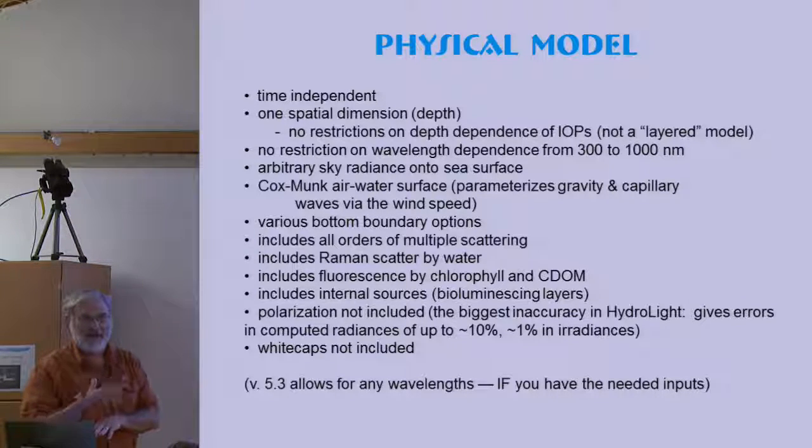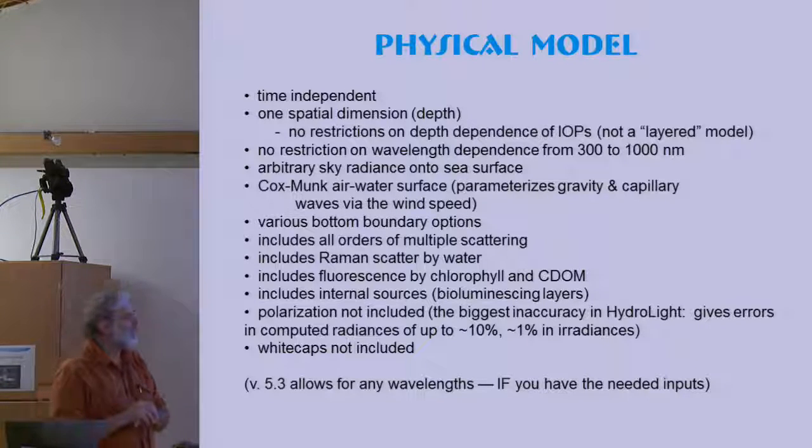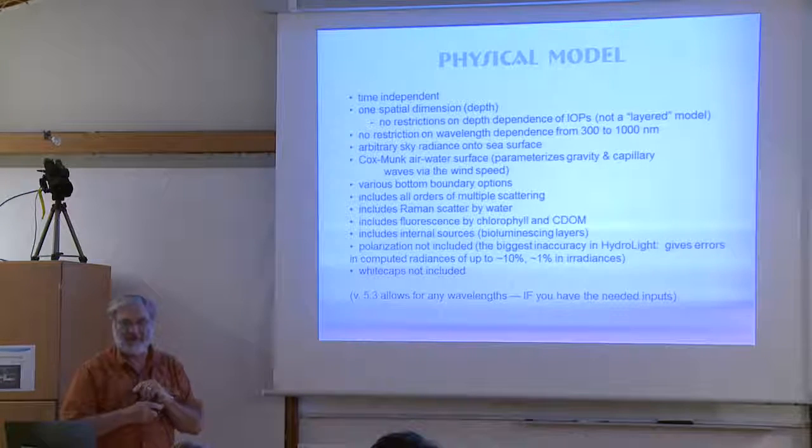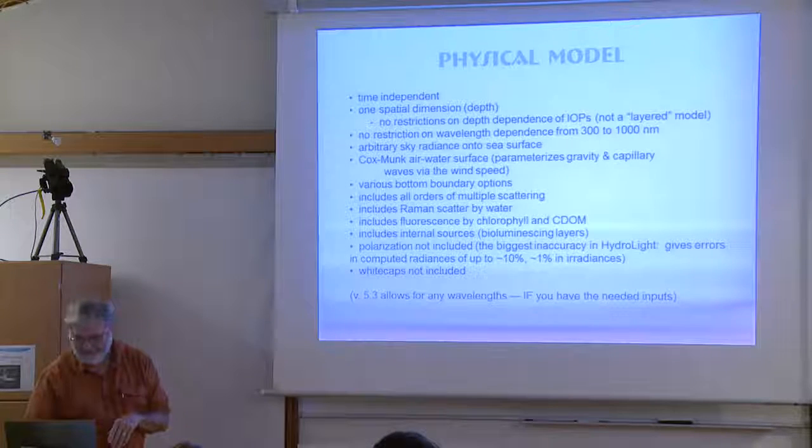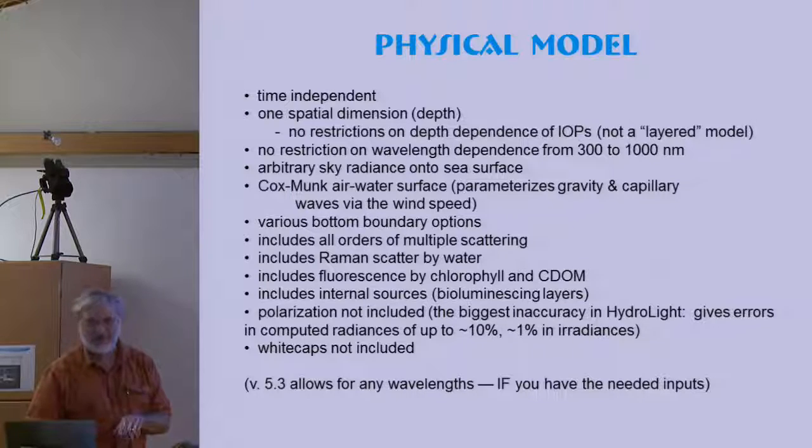And then things like apparent optical properties, which are usually ratios of irradiances or something, are also perfectly fine, even though polarization's not there. And then the sea surface model doesn't have things like white caps, but that's generally a minor problem.